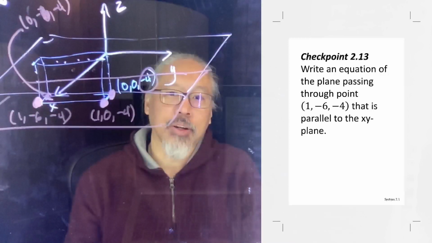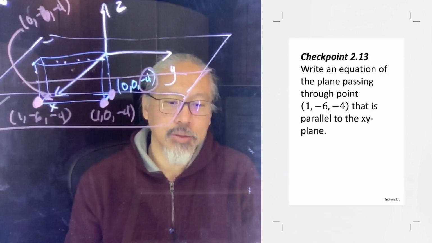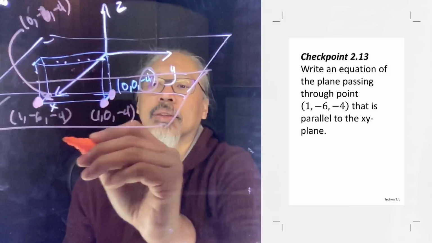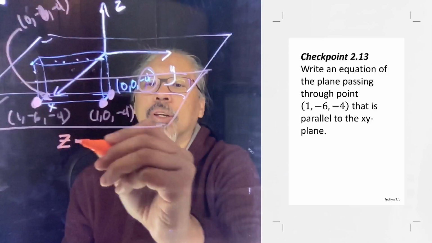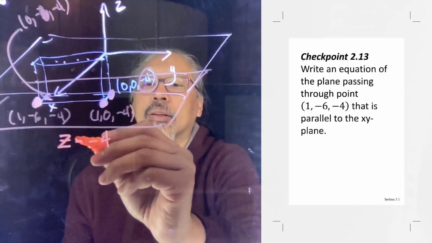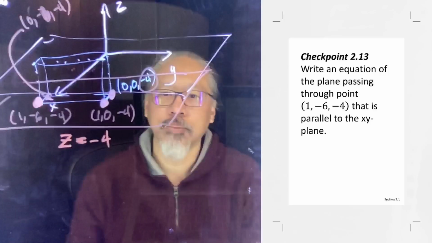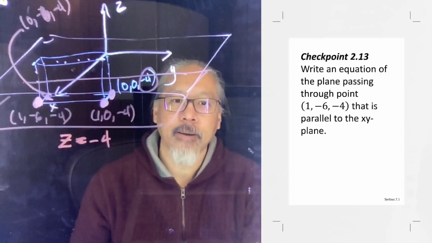So it looks like regardless of what we do, z is always going to be -4. So that in fact will be the equation that we're looking for. Okay, all right, I hope that helps.